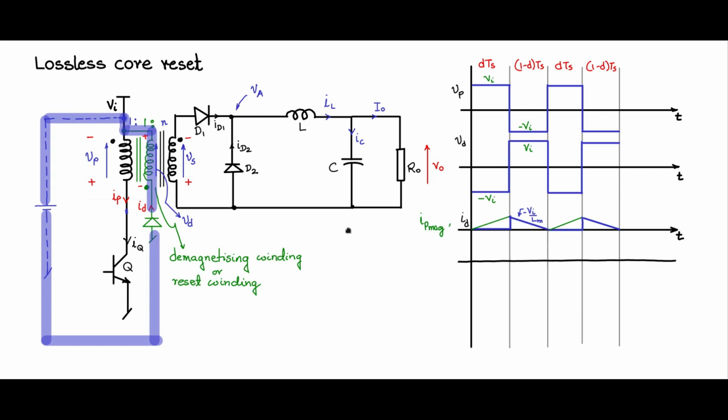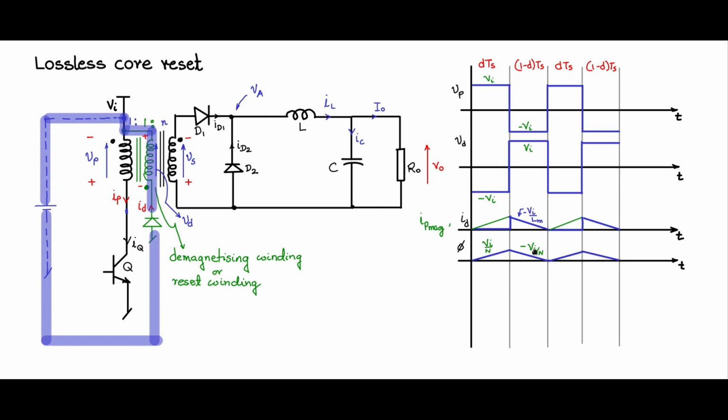If you look at the flux within the core, it will have the same profile as ID and IP mag. It will take the profile of IP mag during the D Ts period because that is the magnetizing current that is flowing, and during the 1 minus D Ts period, the magnetizing part is flowing in the freewheeling portion of the demagnetizing winding, and that will be this part. So this is Vi by N, this also is Vi by N negative because it is falling. So this repeats. This will be the nature of the flux. The flux builds up and the flux resets during 1 minus D.